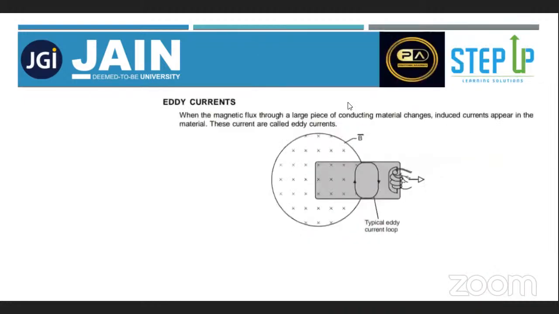Fine. Eddy current: when the magnetic flux through a large piece of conducting material changes, induced currents appear in the material. This is the thing which we talk about. The examples are magnetic brakes. What is happening is when you have magnetic flux through a large piece of conducting material, if it keeps on changing, it will induce a current. If I'm changing magnetic flux continuously, current will get induced, and this kind of current is known as eddy current.